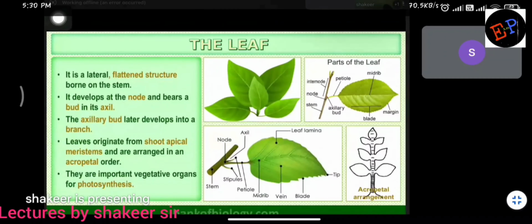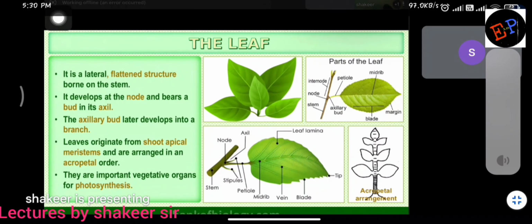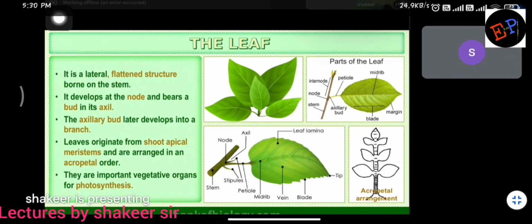So, what is the definition of a leaf? It is a lateral flattened structure borne on the stem. It is definitely a flattened structure only, no? Which is borne on the stem. On the stem, you can find the leaves.